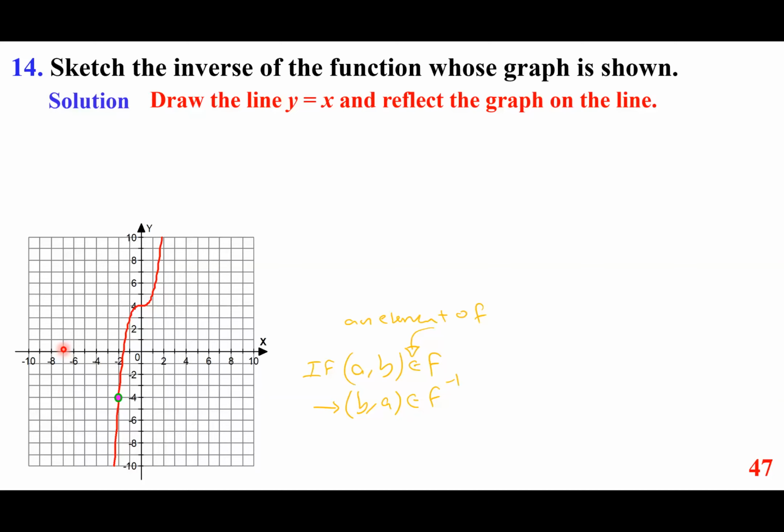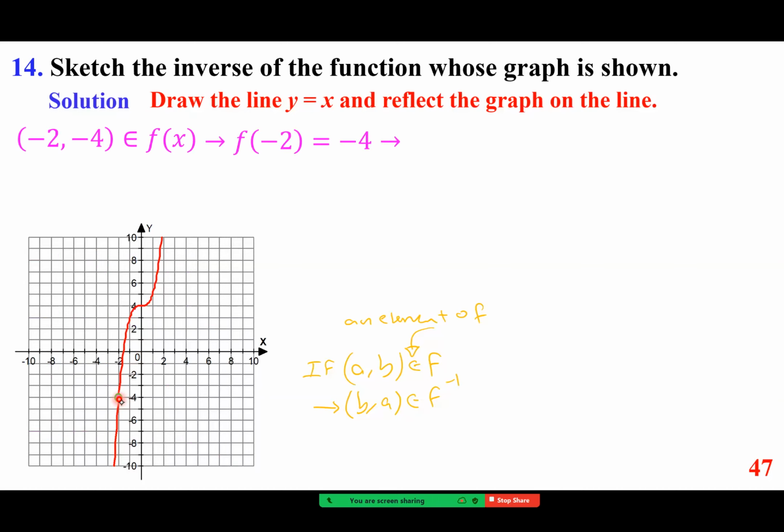So the best course of action to do this is to look at a few points. For example, you can see that -2, -4 belongs to f of x. So f of -2 is -4. That's the meaning of it, by the way. So f inverse of -4 is -2, meaning if this belongs to f of x, then -4, -2 belongs to f inverse. That's the meaning of it. And this is the explanation in between.